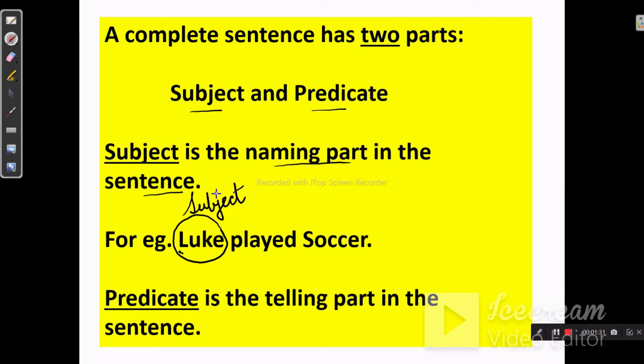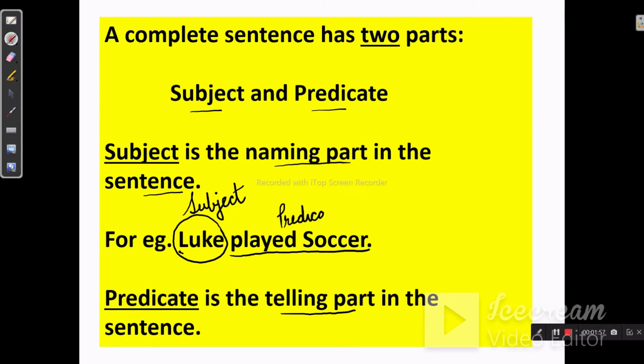Now let's discuss what is predicate. Predicate is the telling part in the sentence. It tells what the subject is doing in the sentence, the action which the subject has taken. That is predicate. So what did Luke do? Luke played soccer. So played soccer is predicate.